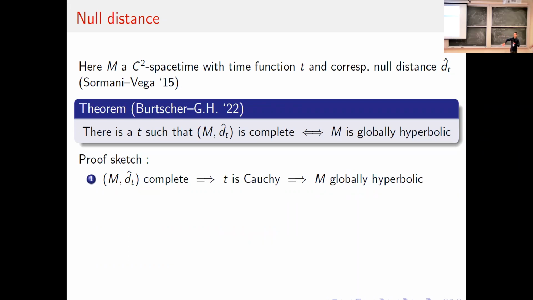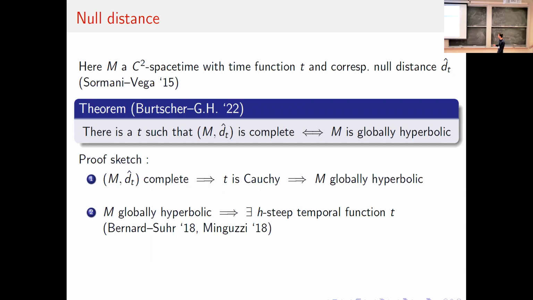So negating that, if the metric space is complete, then T must be Cauchy. And then by the theorem that I had in the first part of the talk, having a Cauchy time function is the same as being globally hyperbolic. Okay, so we have shown this implication from left to right. T is continuous; I'm not necessarily saying it's smooth.